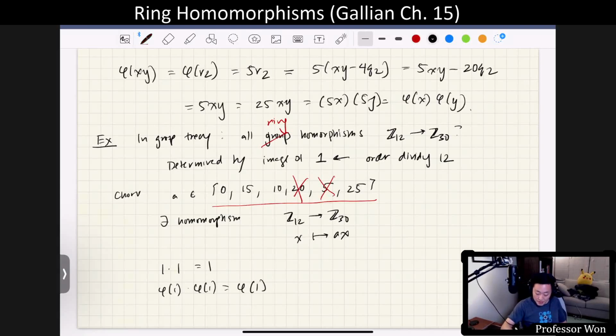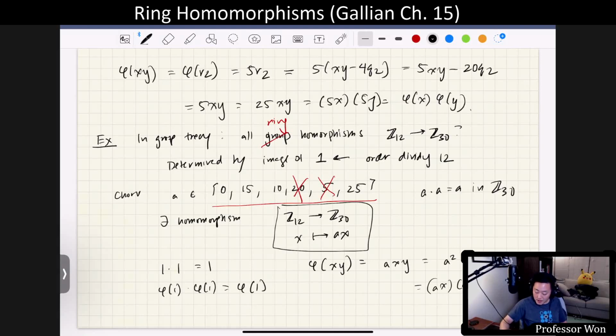For example, if this is our definition, we just made sure that for all the A's that we have not crossed out, A times A equals A in Z30. So if we define phi to be multiplication by A, then if I look at phi of xy, I get Axy, which is A squared xy, because A times A equals A, which is Ax times Ay, which is phi of x times phi of y.